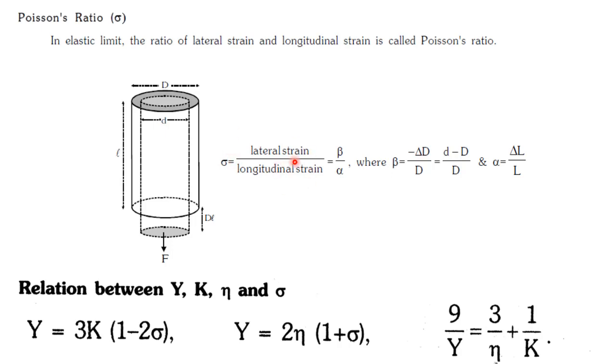So what we have done: Young's modulus of elasticity, then bulk modulus, then modulus of rigidity and Poisson's ratio. With these four quantities, we find these three relations on your screen. One of the relations is Young's modulus, bulk modulus and Poisson's ratio; Young's modulus, Poisson's ratio and modulus of rigidity; and Young's modulus, modulus of rigidity and bulk modulus.